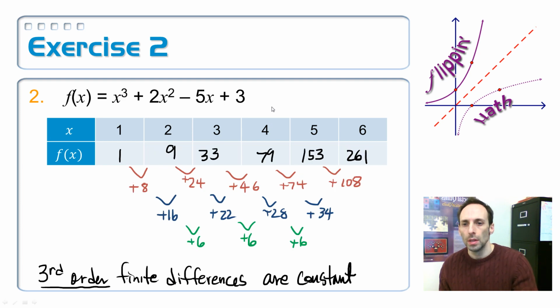One more. A cubic. So I found my function values by just plugging in each one of those in for x. And then in red, here's the first order finite differences. They're not the same. Keep going. I find my second order finite differences. They weren't the same. Keep going. I found in green my third order finite differences, and they were the same, going up by 6 each time. The third order finite differences were constant, and calling your attention to the degree, n is equal to 3.